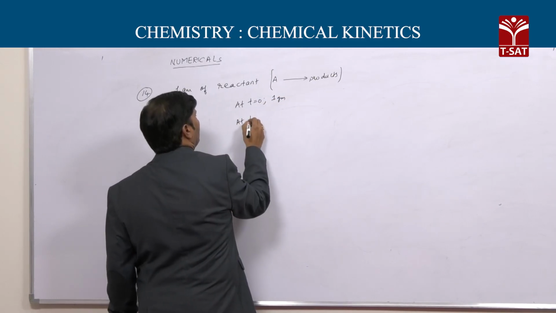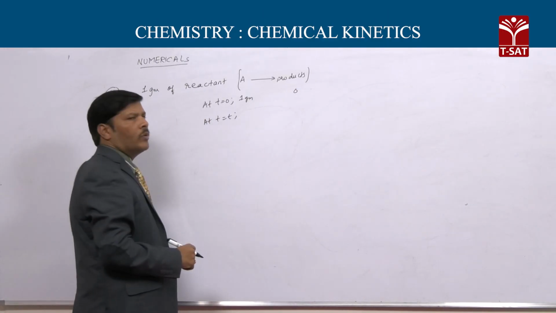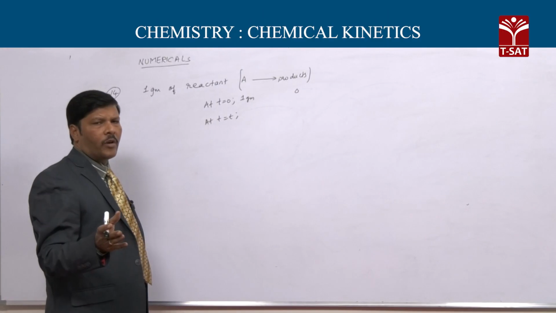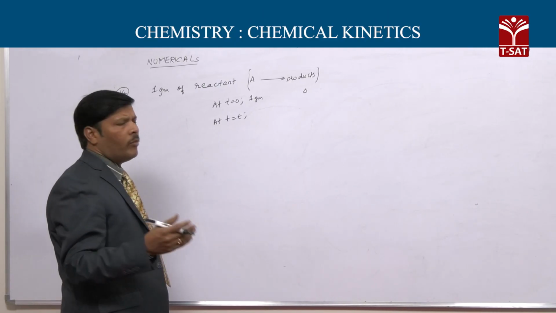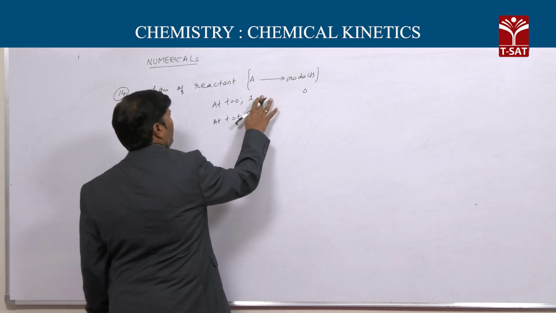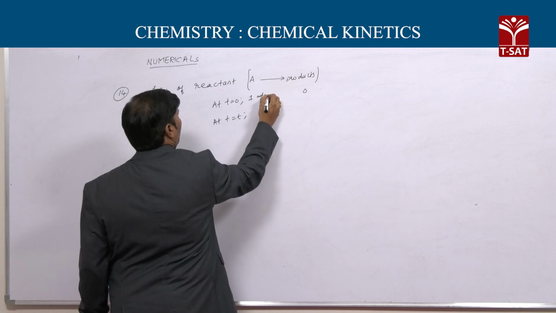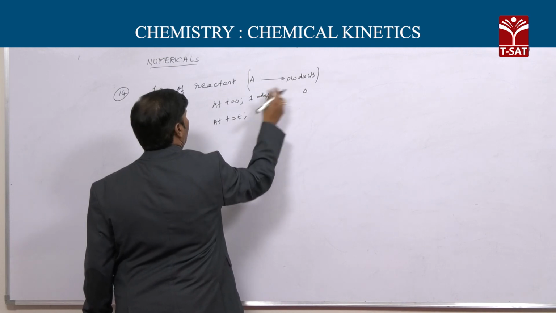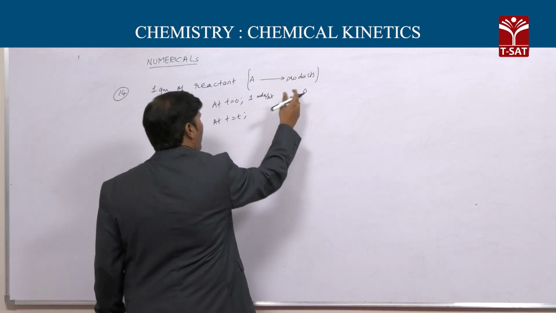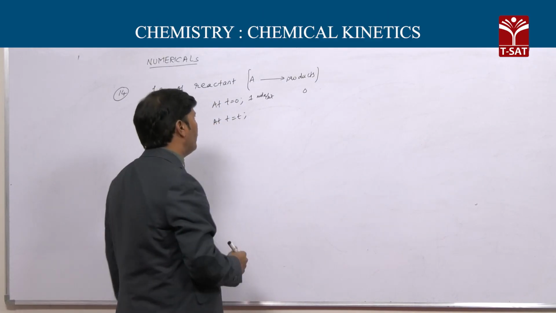At time t equal to 0, no amount of products has been formed. We can take 1 gram or 1 mole per liter, it depends. Because the reactant is in the form of concentration, I will take 1 mole per liter of concentration. When time t is equal to 0, products are 0, but after a lapse of time t, a certain amount of products has been formed.